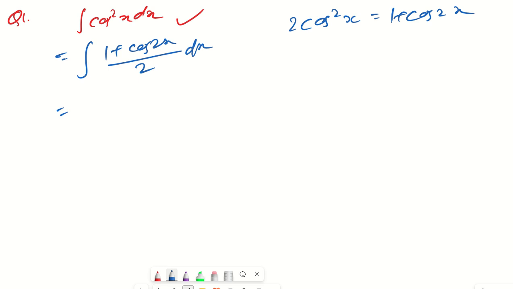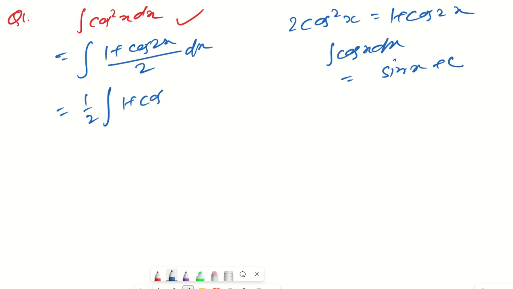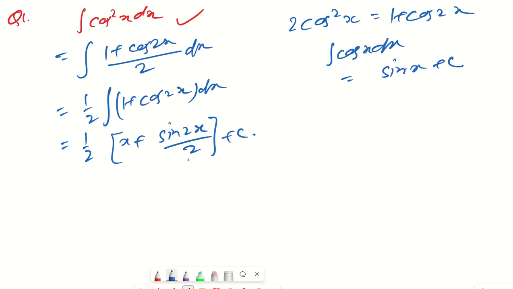You know already that integration of cos x dx is going to be how much? Sin x plus c. Same way integration of cos 2x will become sin 2x by 2. So we can do here 1 by 2 times integration of 1 plus cos 2x dx, and 1 by 2, 1 will become x plus cos 2x integration is how much? Sin 2x by 2. Whatever the argument is, here 2x, that 2x by 2 it becomes, right, plus c. So this is your answer.